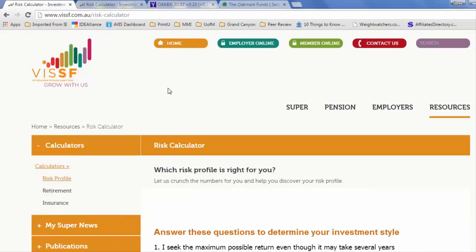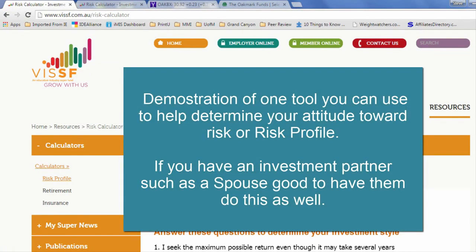Okay, I just typed in investment risk calculator and came up with a couple of different options, thousands of different options really, and I happened to choose one of the top ones that are out there. This is from VISSF. They're an Australian-based financial services firm. I don't do business with them and don't really know them, but I popped up with their calculator.